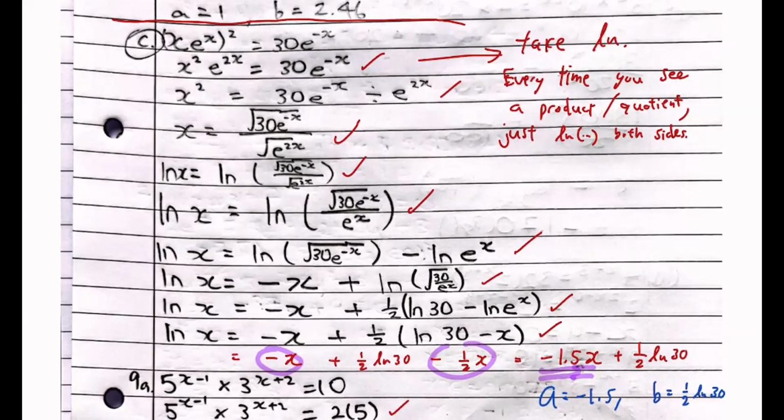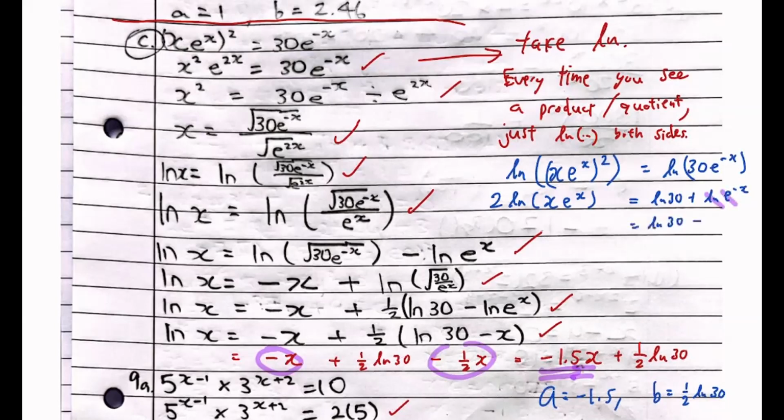Let me show you. Ln both sides. Yes, correct. The x times e power x squared equals ln 30 e power negative x. Then you can see straight away there's a power 2 you can bring down. So 2 ln of x e power x. This one also can split up: ln 30 plus ln e power negative x. Then you can see ln and e cancel off. So you simplify the right hand side to ln 30 minus x.